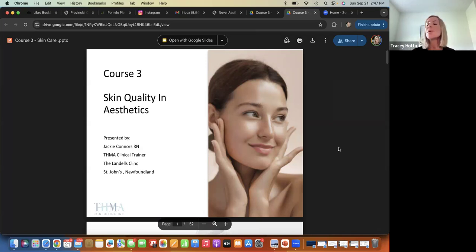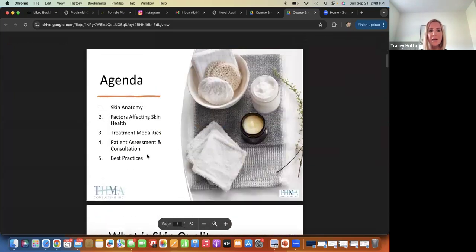So over the past 26 years, we put a lot of emphasis on skin quality. Hopefully after this course, you'll be a little more familiar with what the skin is, the role it has in medical aesthetics, and how important it is to consider skin quality treatments in your day-to-day clinic. What we're going to discuss today would be skin anatomy, factors affecting skin health, treatment modalities, patient assessment and consultation, and best practices.